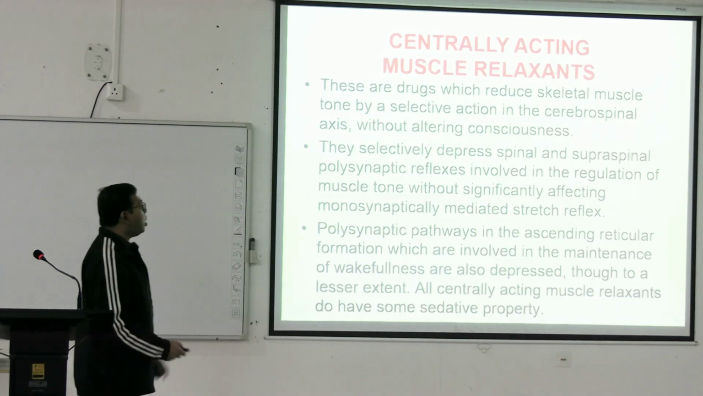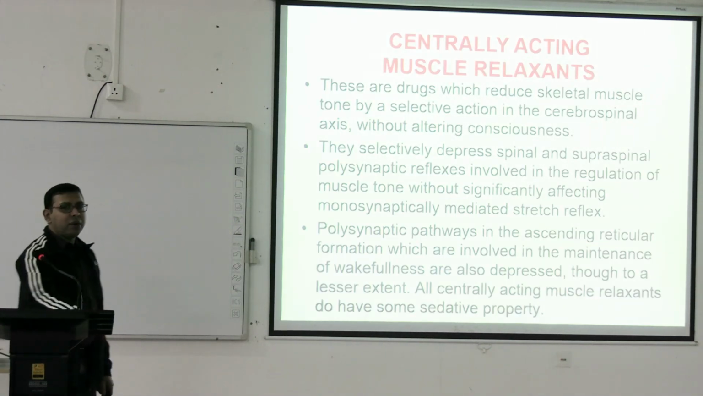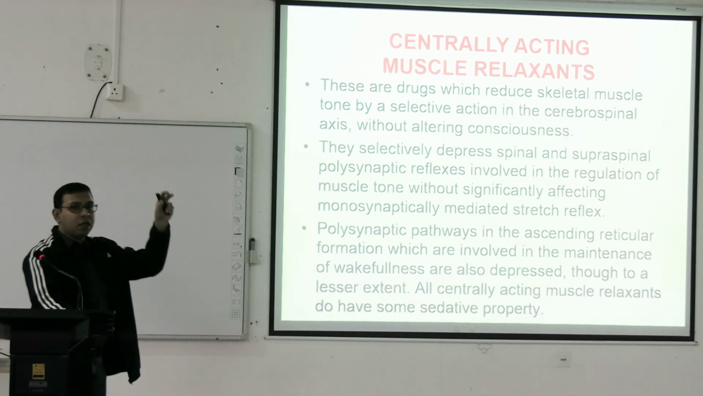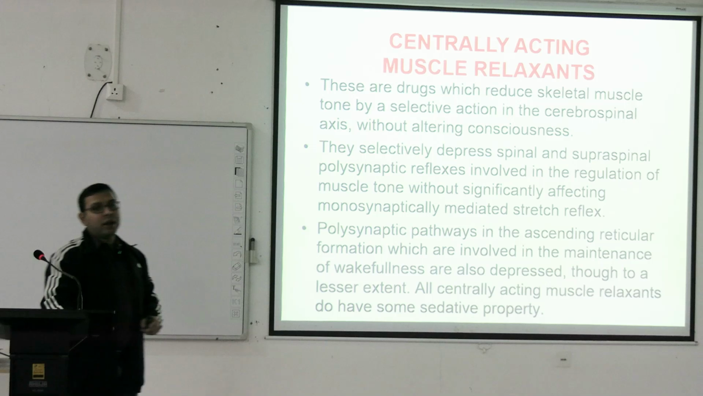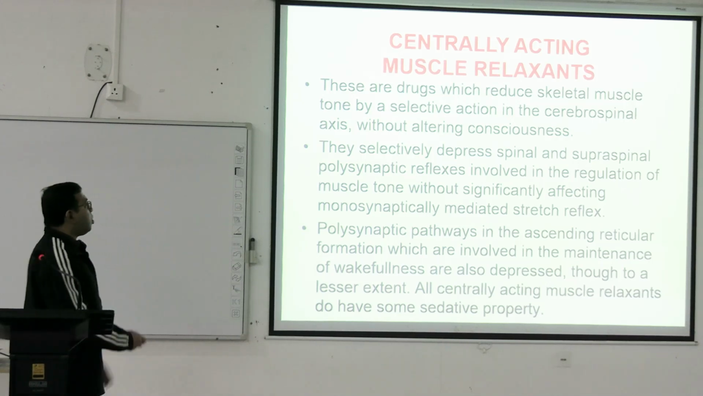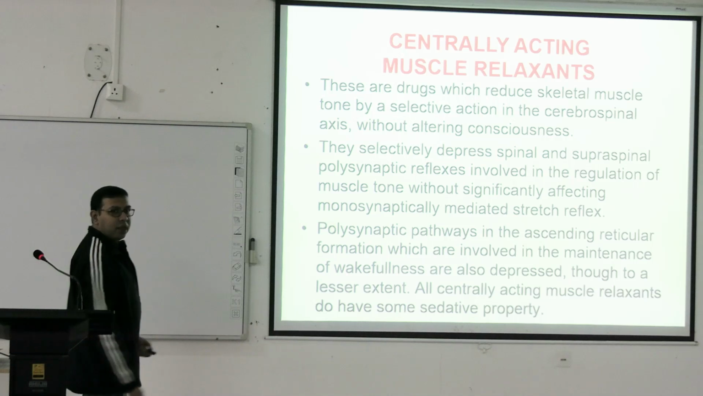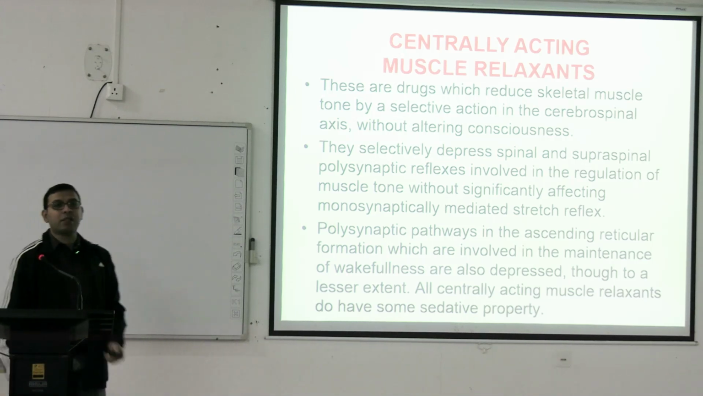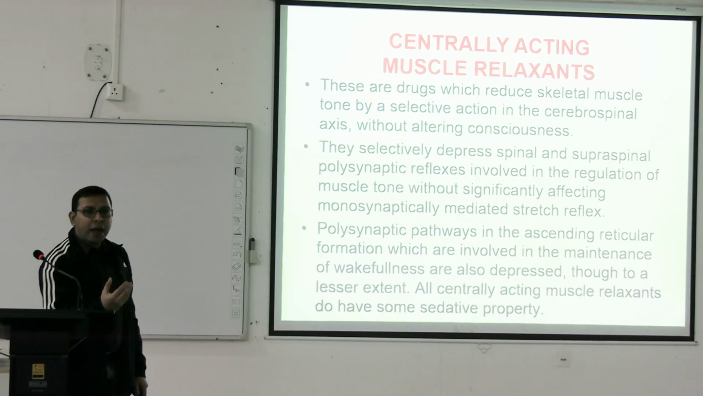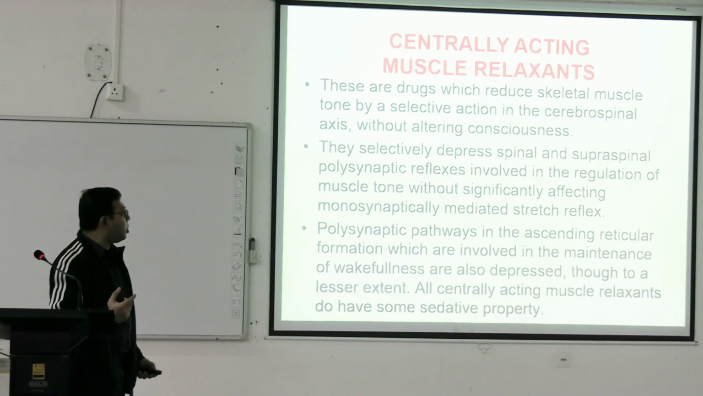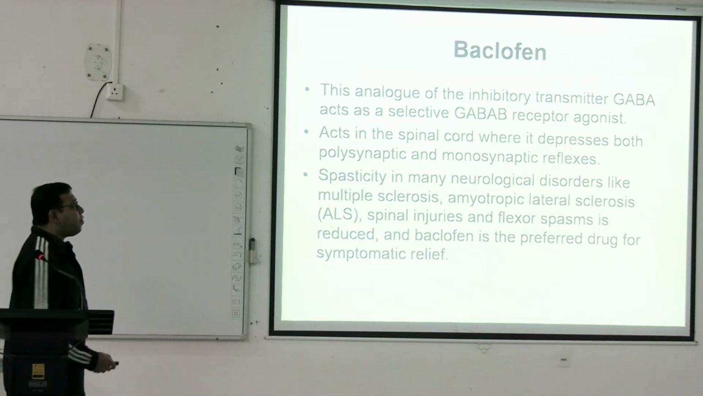Okay. Lastly, the centrally acting muscle relaxants. Already we have seen the centrally acting muscle relaxants mainly act in the cerebrospinal axis. They are used in different neurological spastic conditions. Without altering the consciousness, they selectively depress spinal and supraspinal polysynaptic reflexes. So there are different spinal reflexes, and these reflexes are basically decreased. These are the different agents.